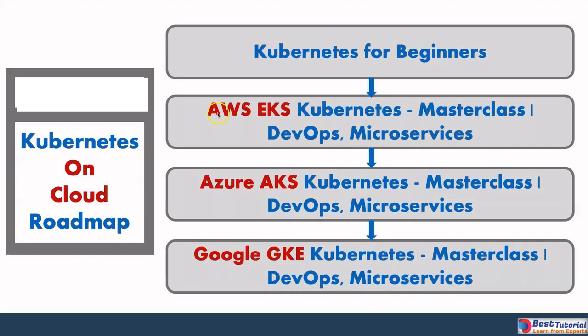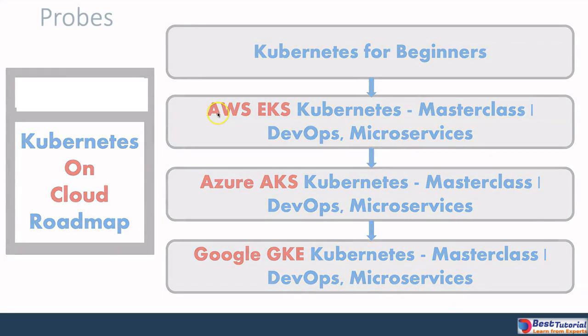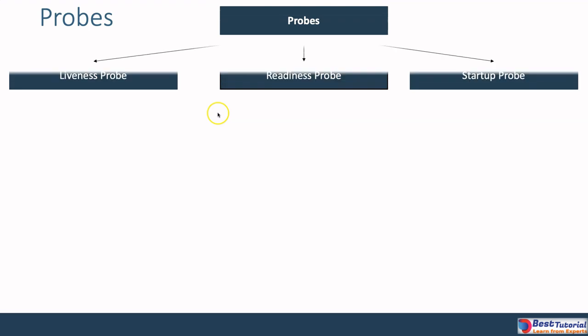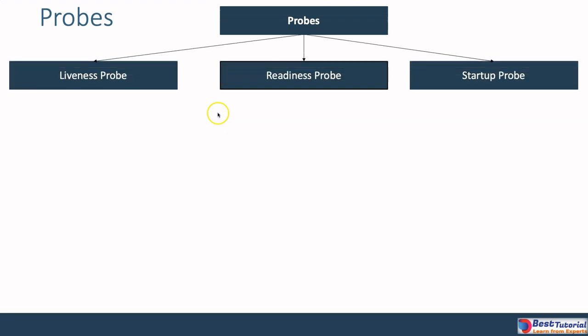Welcome back. In this lecture, we are going to understand the probes available in Kubernetes. We have three types of probes available: one is the liveness probe, the readiness probe, and then the startup probe.